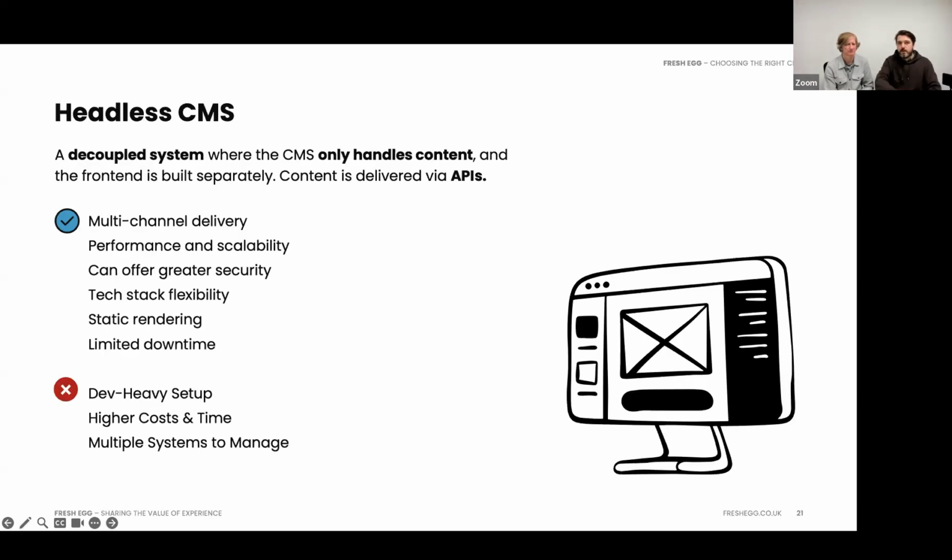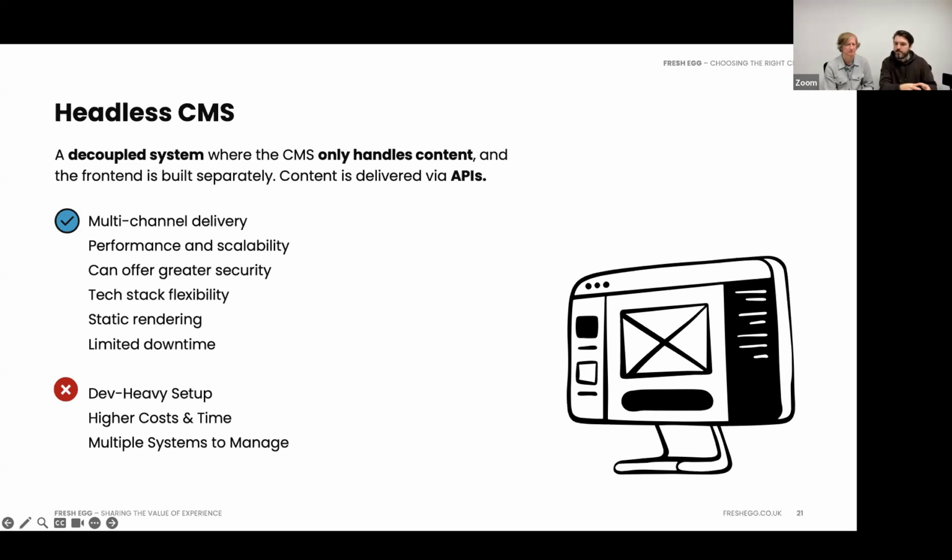So headless. This is what we call a decoupled system. So they're separated, and the CMS talks to your front end website via something called an API. API is just a fancy word for basically a request to get data. So because they're split and they're using these APIs to get data, we can actually have what we call multi-channel delivery.